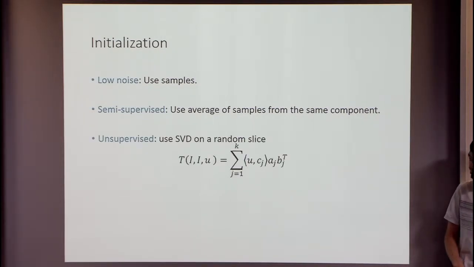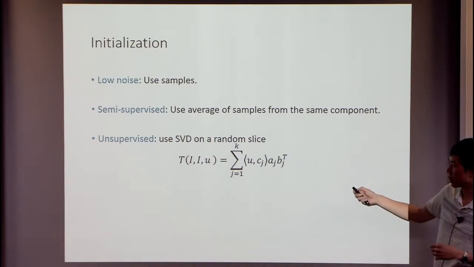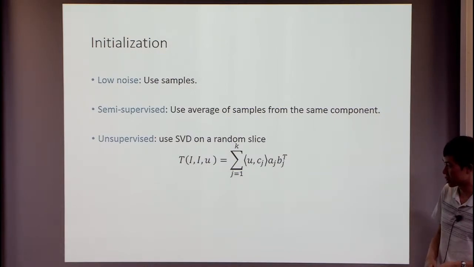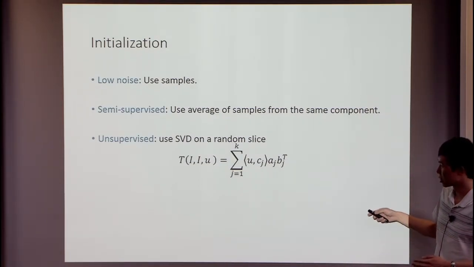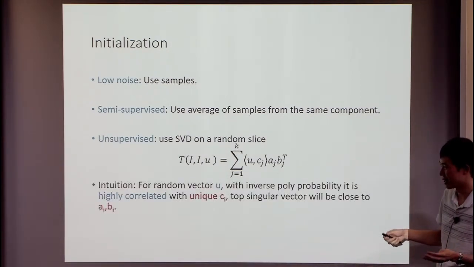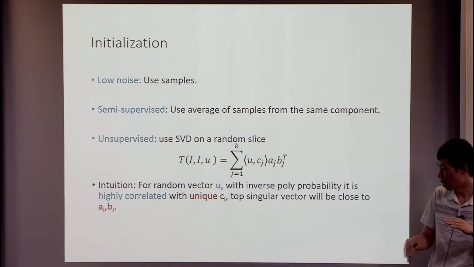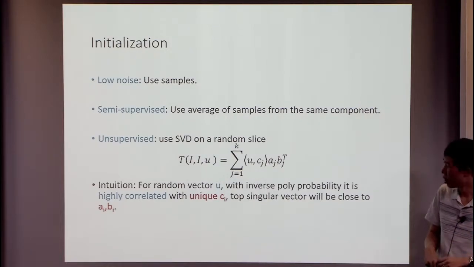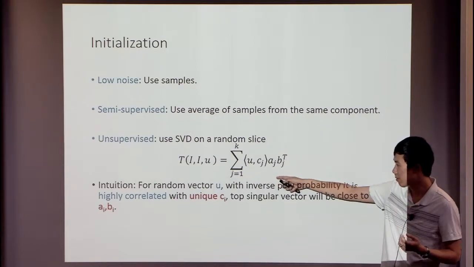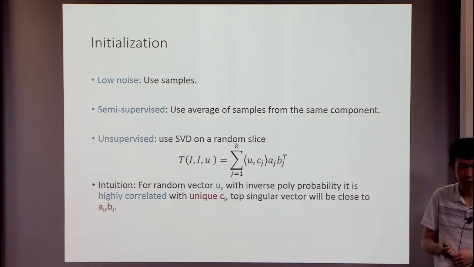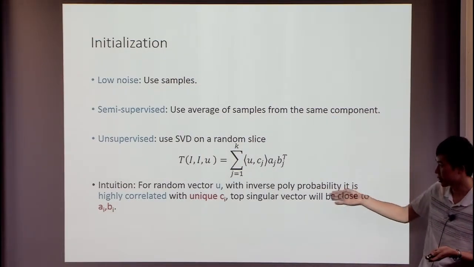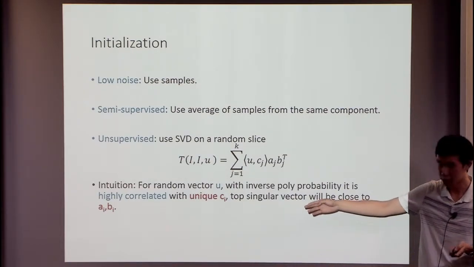And finally, what do we do for the unsupervised case? In this case, we can hope to do singular value decomposition over a random slice of this tensor. So this tensor applied to a random vector u actually gives us a matrix. I don't have time to explain why this works, but for intuition, if we pick a random vector u, with some inverse polynomial probability, it will have very large inner product with one of these components ci, and smaller inner products with all the other ci's, which means this matrix we get will have a very large singular vector that's close to the ci's, using the perturbation bounds on matrix singular values. And we can use that bound to get a good initialization pair A that's close to Ai and Bi.